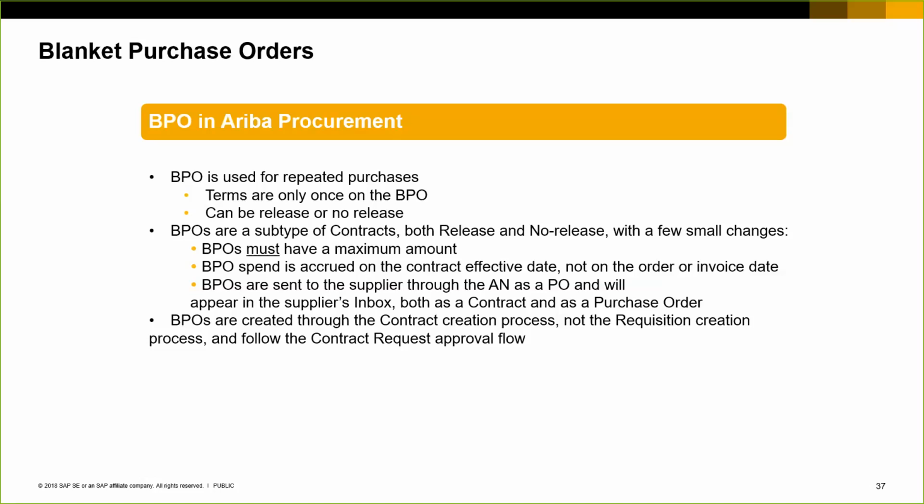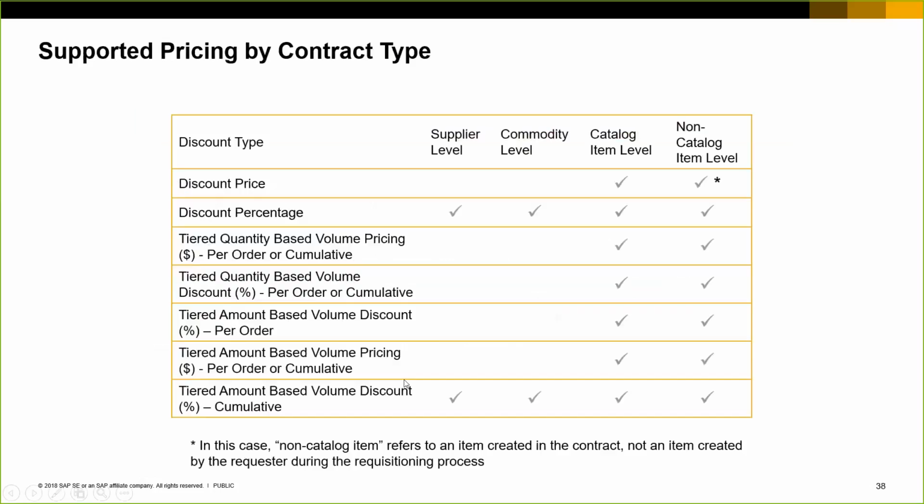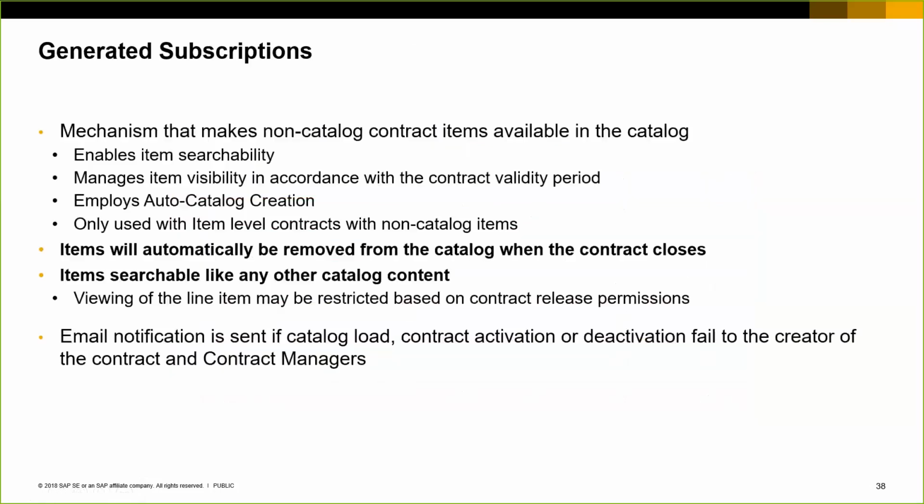So that's really a nice experience for them. I mentioned earlier the maximum limit is required on a BPO. This is just to show you how the pricing works. We talked about those tiered discounts, the supplier level versus the item level, non-catalog item level, and what types of discount types they support. So it was just a nice checklist.